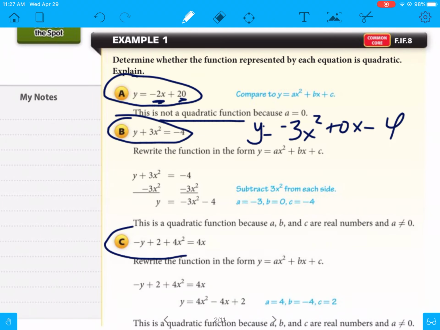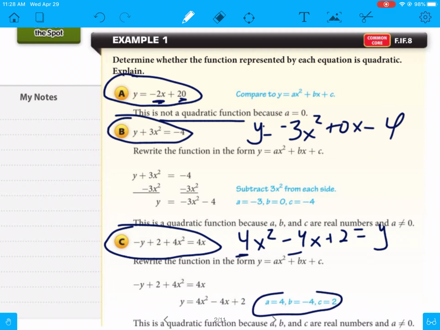So same thing with letter C. All you're going to have to do is put it into the y equals ax squared plus bx plus c. So the easiest way to do that is to add y to both sides and then subtract 4x. So you would get, and then rewrite it, 4x squared minus 4x plus 2 equals y. So your a is going to be 4, your b is negative 4, and your c is a positive 2. So we got that by adding y to both sides, and then we subtracted 4x, which you guys have been doing for a while.